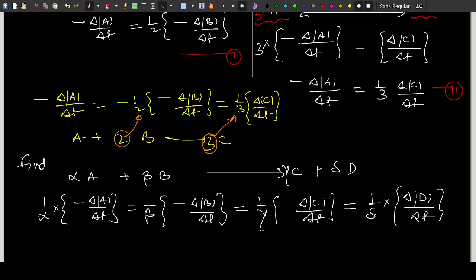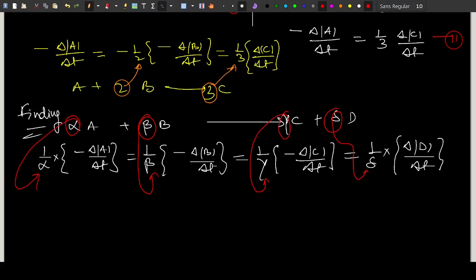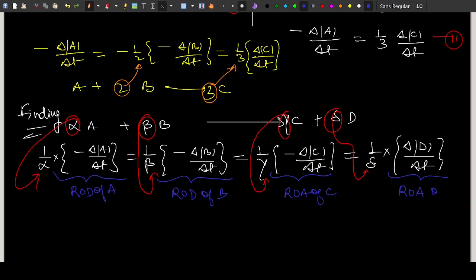This is our final conclusion. You have to divide the rate of a particular substance by its stoichiometric coefficient. What this value is telling you: this is the rate of disappearance of A. This is the rate of disappearance of B. This is the rate of appearance of C. This is the rate of appearance of D.